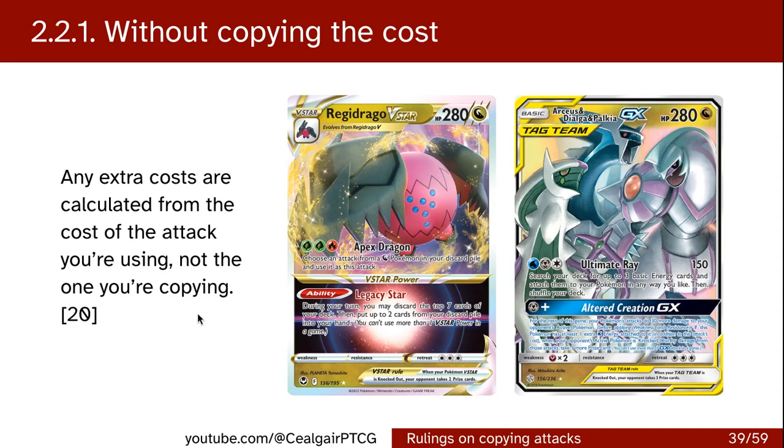Any extra costs are calculated from the cost of the attack you're using, not the cost of the attack you are copying. So for example, Alter Creation here has an attack cost of 1 metal, and if you have an extra water energy in addition to the attack cost, you get to do an extra effect. With Apex Dragon, you can choose an attack from a Dragon Pokemon in your discard pile and use it as his attack. So in particular, you can copy Alter Creation GX using Apex Dragon, assuming you haven't already used your GX attack, of course. But to have the extra effect of Alter Creation GX, the water energy needs to be in addition to this Grass Fire needed to use Apex Dragon. It's not in addition to the metal here.